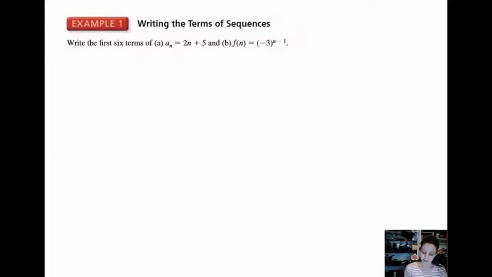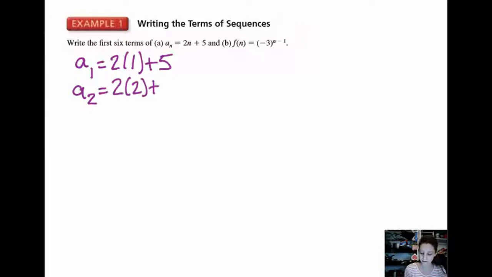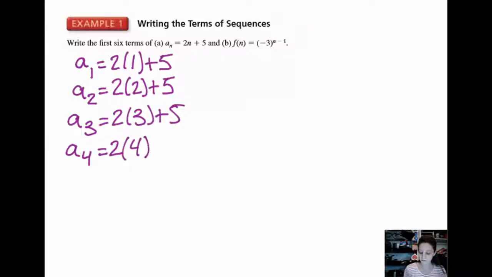So we're going to begin with A sub 1 equals 2 times 1 plus 5. That is the first term of this sequence, right? I just replaced n with 1, and now I'll replace n with 2. So 2 times 2 plus 5. And now replace n with 3. 2 times 3 plus 5. 2 times 4 plus 5. So the first 6 terms, I'm going to have to do n1 through n6.